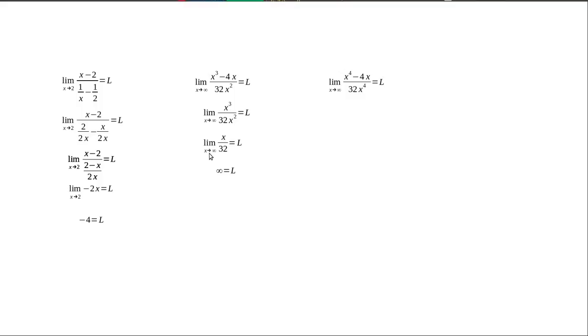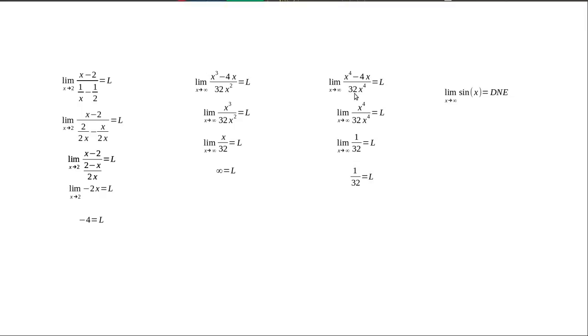Now sometimes our limits that go to infinity don't equal infinity. For instance, here we have, again, infinity over infinity. But using highest powers, we get x to the 4th over 32x to the 4th. Now we can cancel out our x to the 4th, and we get the limit as x goes to infinity of 1 over 32, which equals 1/32.